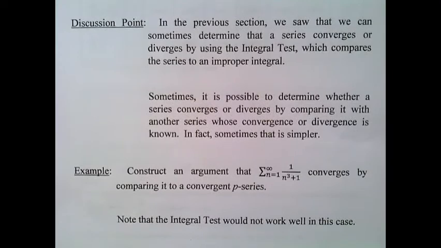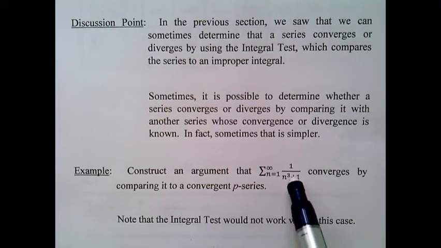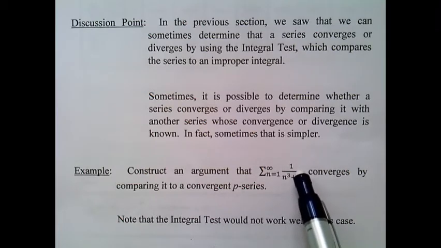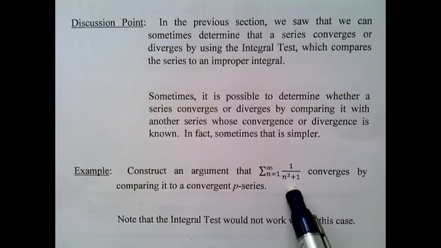Okay, here's a good example of that. Here's our series. Our series is an infinite series whose nth term is 1 over n cubed plus 1. Now in the previous section, we determined whether or not a similar series was convergent or divergent. In fact, the only thing that was different was that it was an n squared. It was 1 over n squared plus 1. And we were able to determine whether or not that one converged or diverged by using the integral test.